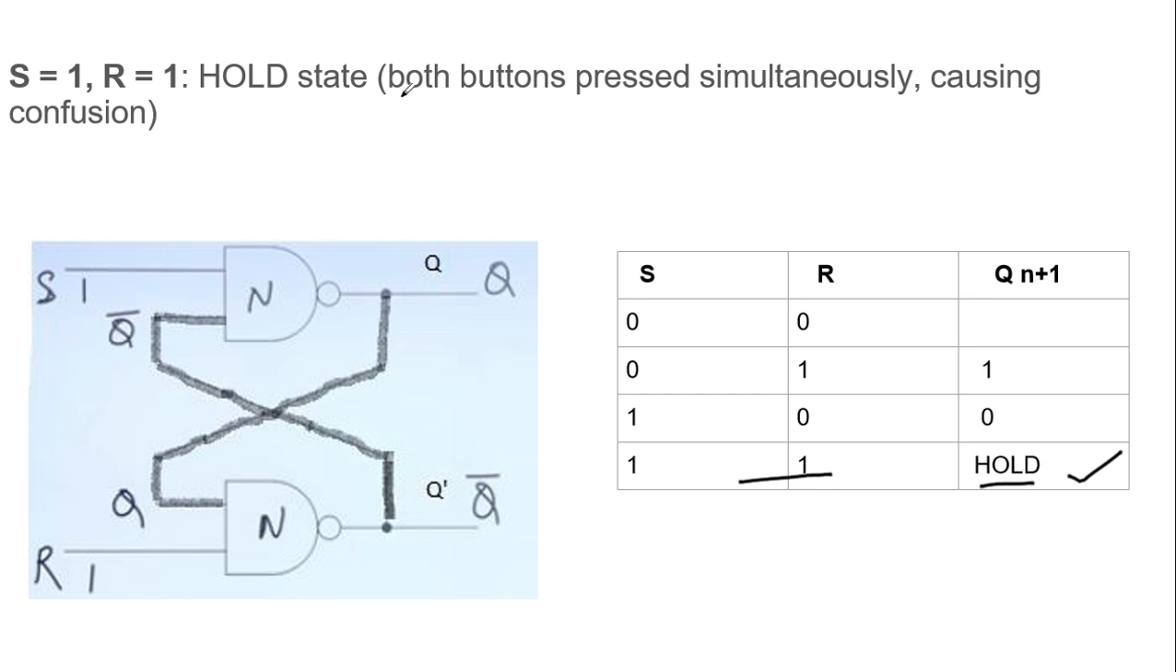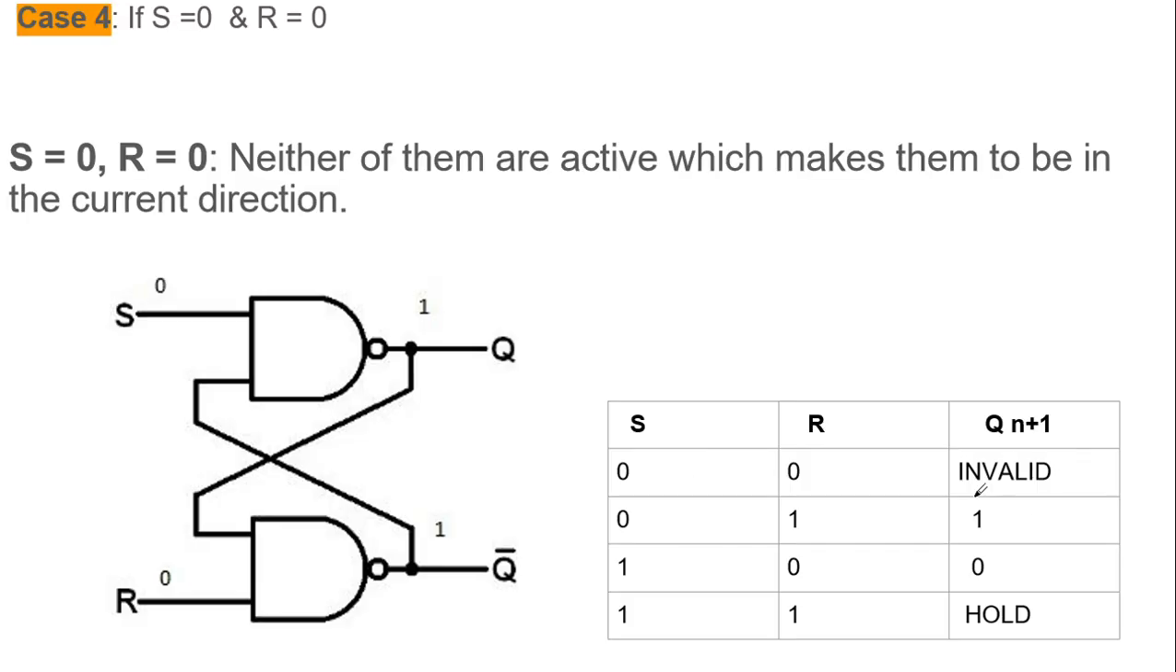So a very simple example: both buttons pressed simultaneously. Like switch off and switch on, both pressed simultaneously, which should not be happening. So this particular state we call a hold state.